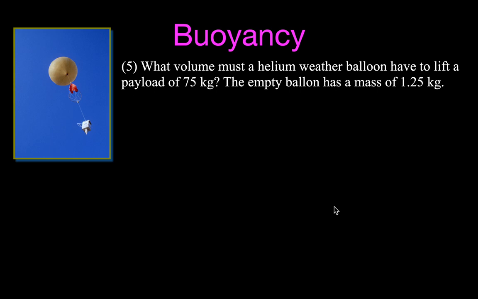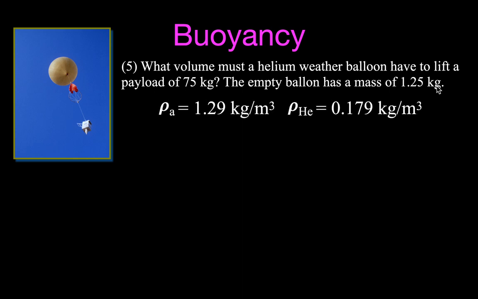Okay, now we have the last problem, and the last problem is the hot air balloon problem. It looks like this. We have a hot air balloon, I put here weather balloon, and it wants to lift a payload of 75 kilograms. We're going to take into account the fact that it has a helium balloon, and the balloon actually has some mass. So the mass of the balloon is 1.25 kilograms. This is the density of air. This is the density of helium.